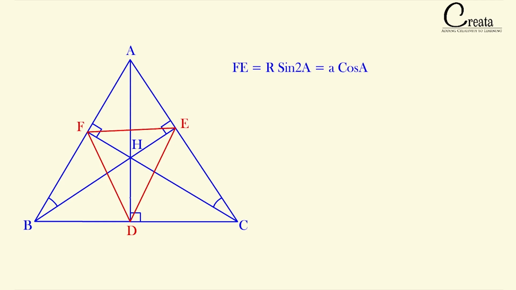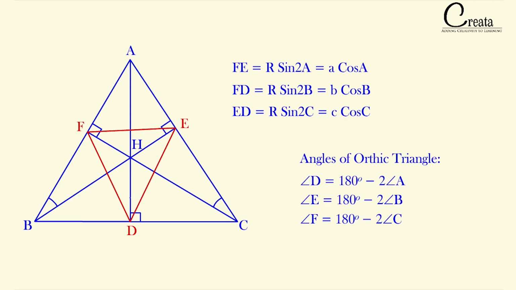In a similar way, we can calculate the value of FD, that is again the side of the orthic triangle, as B times cos B, which is equal to R times sin 2B. Similarly, ED is equal to C times cos C, which is equal to R times sin 2C. Got it? So we have got the angles of the orthic triangle as well as the sides of the orthic triangle. So these are the formulas of the orthic triangle.